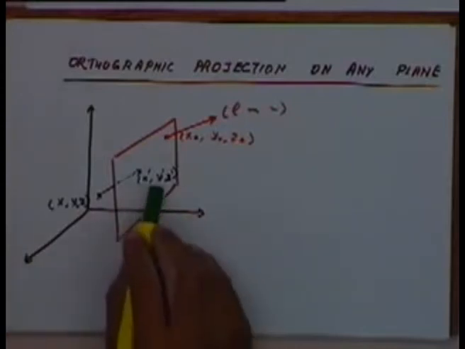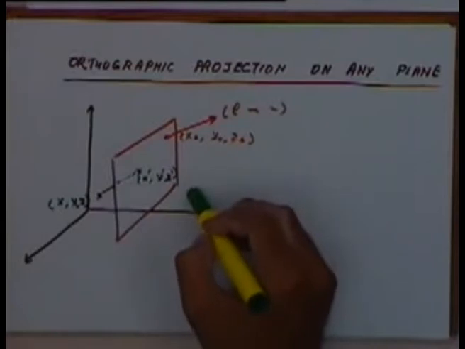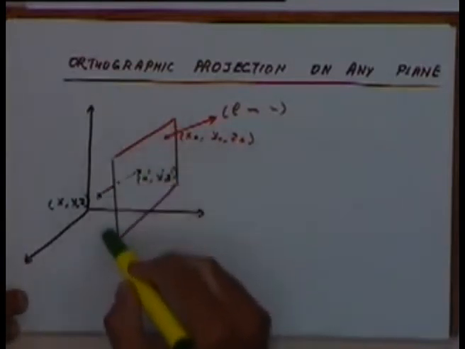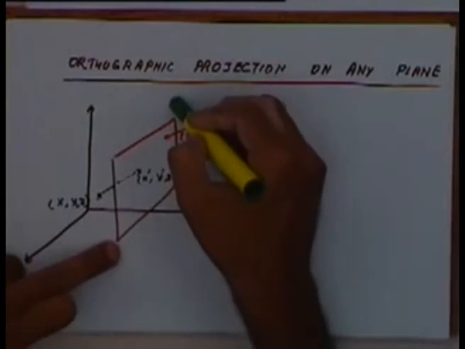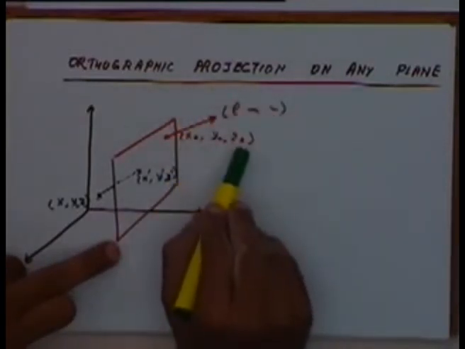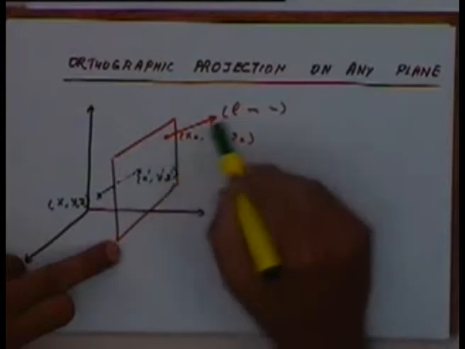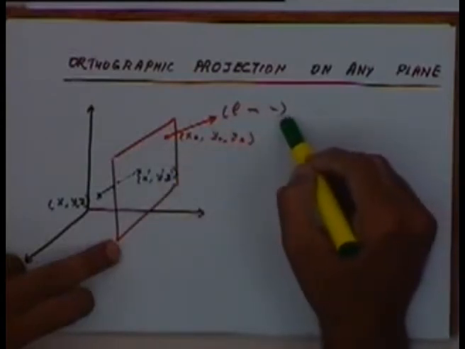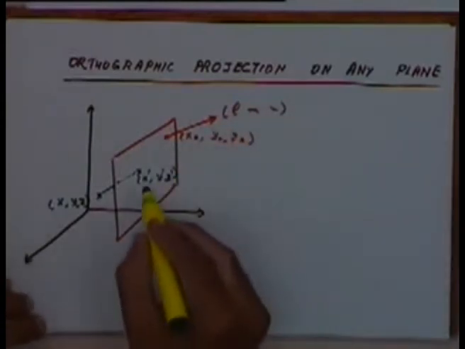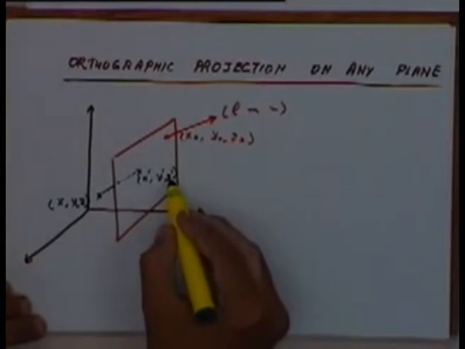Now this point x prime, y prime, z prime would lie on the projecting plane, and the projecting plane is given by a plane which is passing through the point x naught, y naught, z naught with direction cosines of LMN. So now we want to find out this point x prime, y prime, z prime. How do we do that?